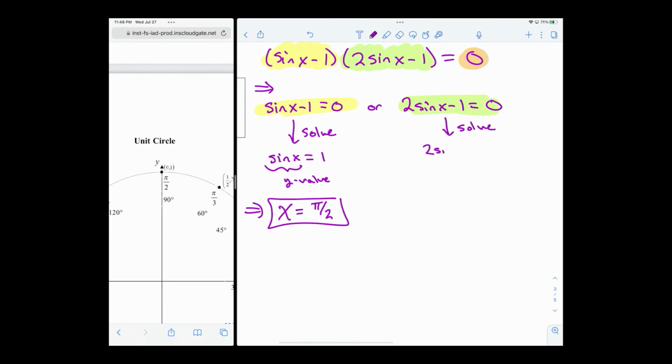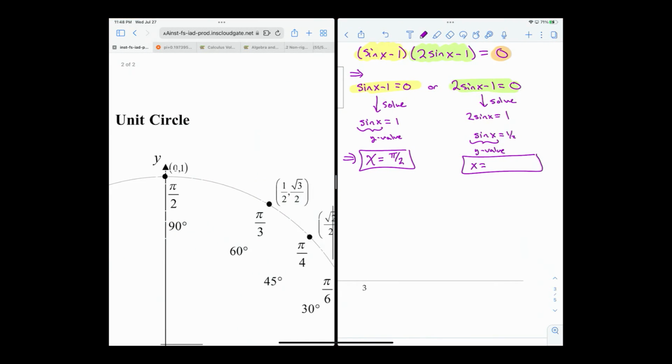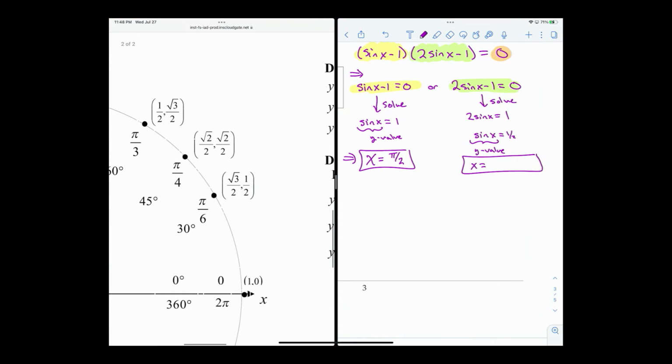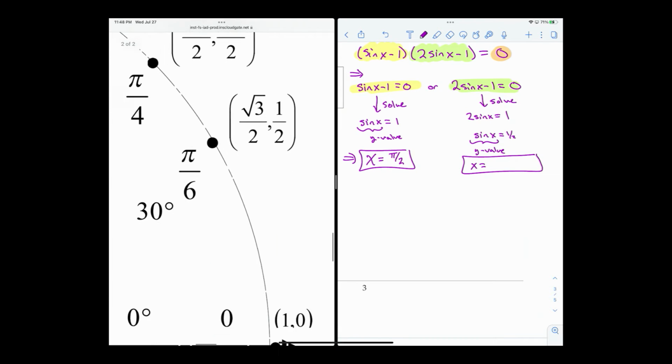So 2 sine x equals 1. When I move the 1 over, divide both sides by 2. Sine x equals 1/2. Again, on the unit circle, this is the y value. So we want to know where is the y value equal to 1/2. That's very similar to what we did on the previous problem, but we're looking for a y value of 1/2 now. So where does that happen?